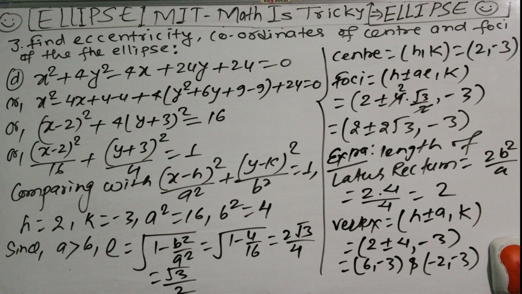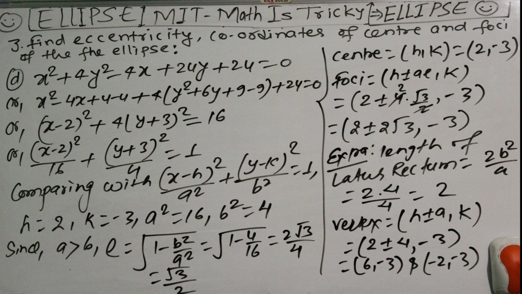and then taking 4 common from the terms containing y, and we'll get here x minus 2 whole square plus 4 times y plus 3 whole square equals 16, and dividing both sides by 16 we'll get here x minus 2 whole square by 16 plus y plus 3 whole square by 4 equals 1. Comparing this with x minus h whole square by a square plus y minus k whole square by b square equals 1, we'll get here h equals 2, k equals minus 3, a square equals 16, b square equals 4.